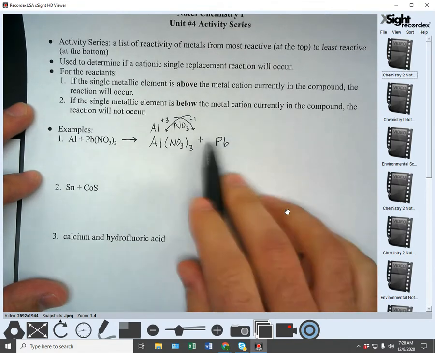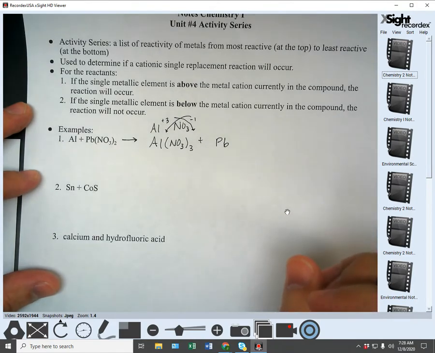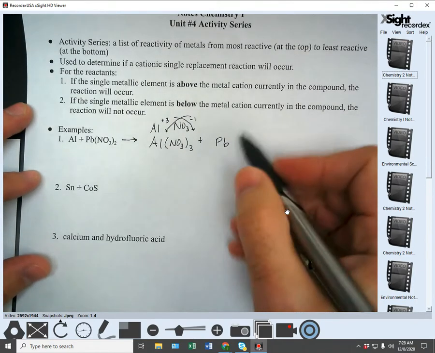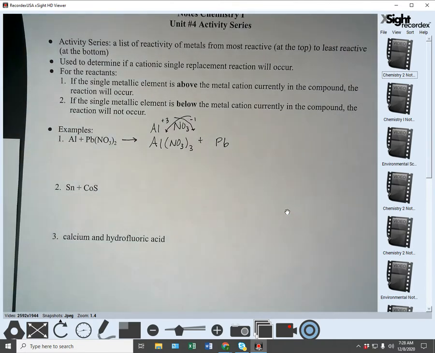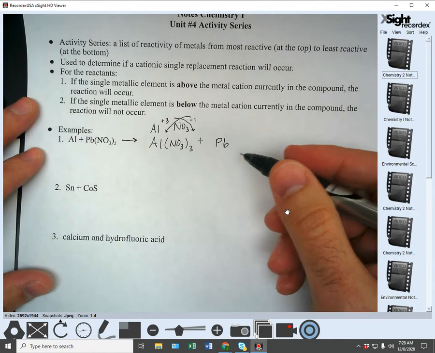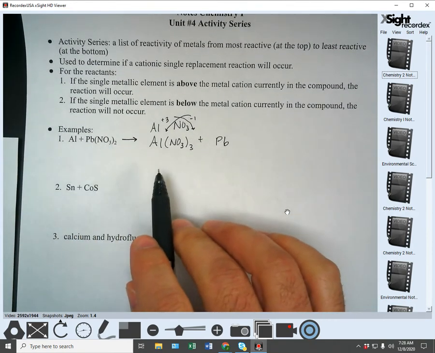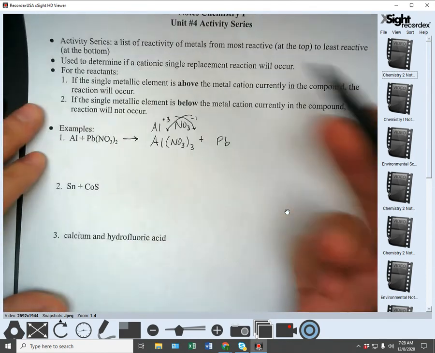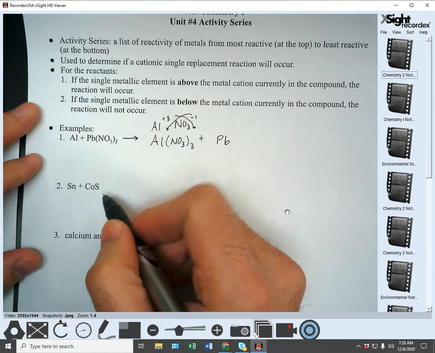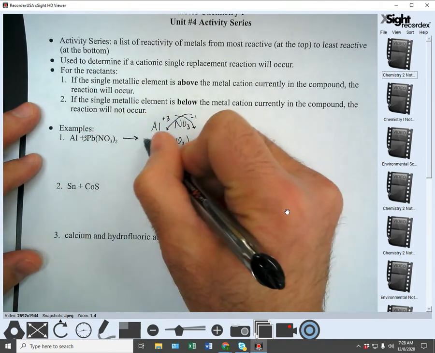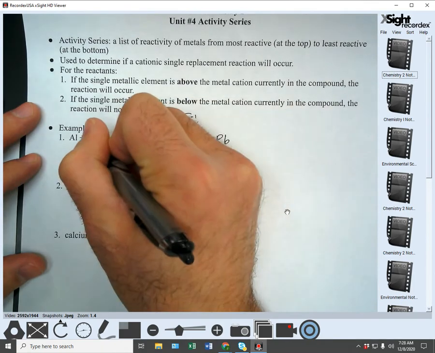All the elements, when they're alone, are just themselves except for your Hofbrinkel, the diatomics. Those 7 when they're alone are diatomic, but everything else is just itself. So aluminum is higher than lead, so the reaction occurs. And then you can balance it. What do we need? We need a 3 here, a 2 here, a 3 here. Right? Yep.